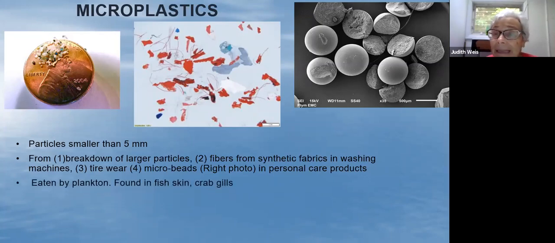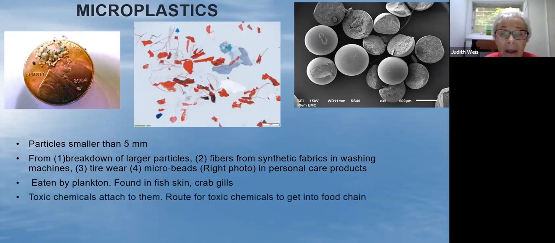They tend to be eaten by plankton, by shellfish, by fish. They get into the food chain in the aquatic environment. And plus the fact that toxic chemicals that might be in the water will glom on and attach to the microplastics. So these plastics are considered a route or so-called vector for getting toxic chemicals into the food chain.